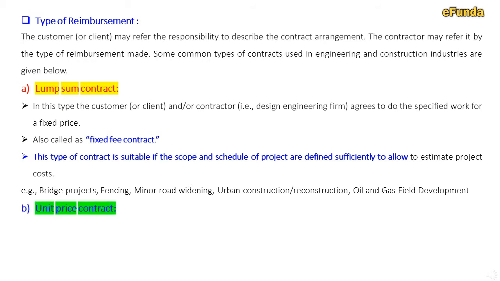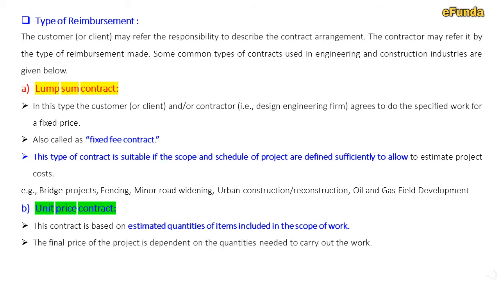Moving on to the second, that is a unit price contract. This contract is basically based on estimated quantities of items included in the scope of work. The final price of the project is dependent on the quantities needed to carry out the actual work. Only suitable for construction and supplier projects where different types of items are involved, not on their number.